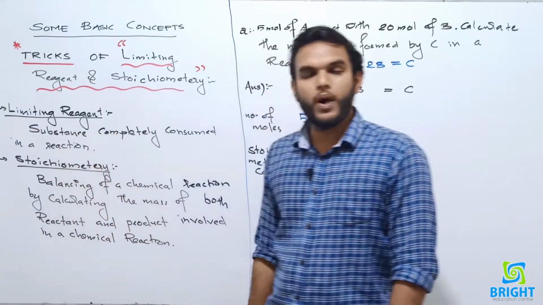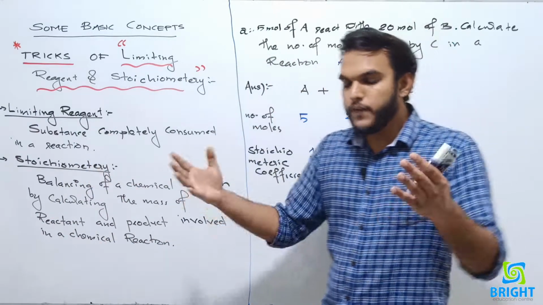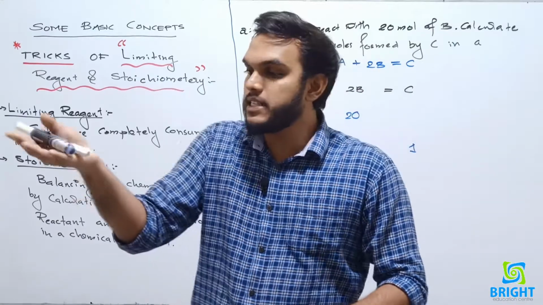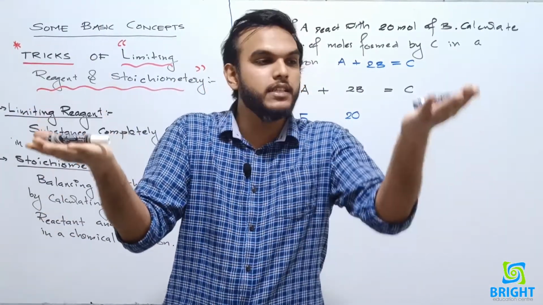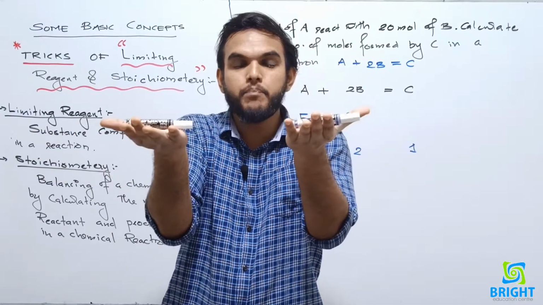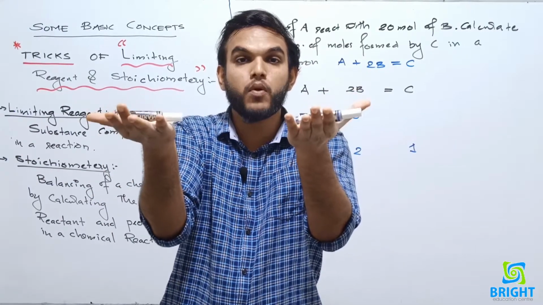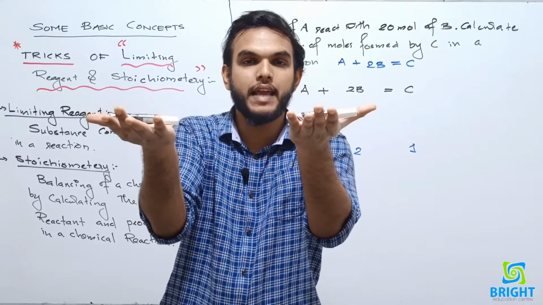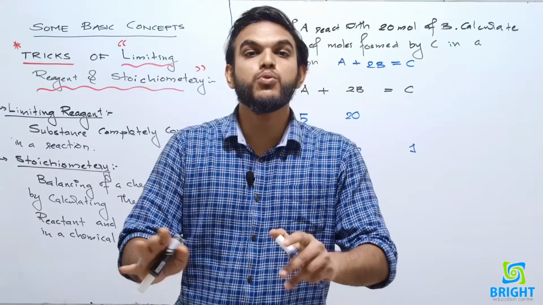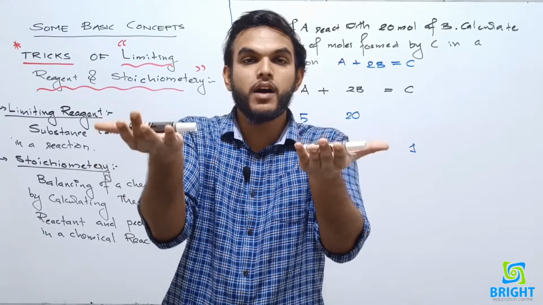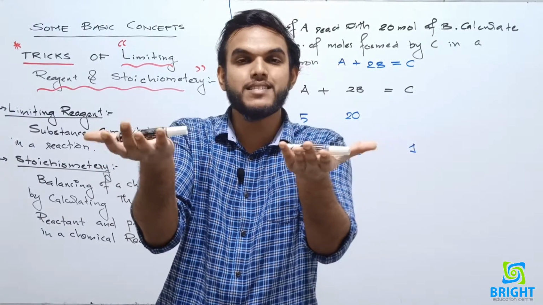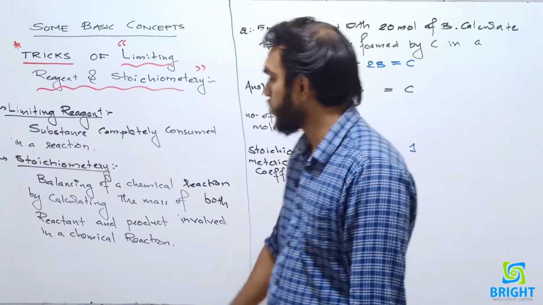Now we are going to see what is meant by stoichiometry. If you are calculating in an equation that has a reactant and a product, we are calculating the mass of both reactant and product in a balanced chemical reaction. This is known as stoichiometry. The balancing of a chemical reaction by equating the mass on both sides is known as stoichiometry. Let us go through that.